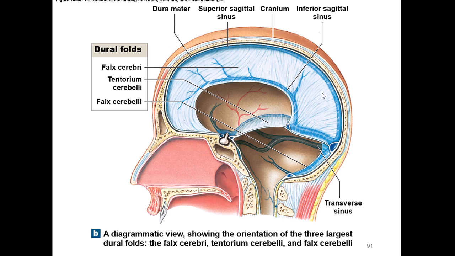If you saw the lesson on the cerebrospinal fluid, we had talked about this large vein up over here. This is called the superior sagittal sinus. This is where cerebrospinal fluid is going to be reabsorbed back into the bloodstream. And so we actually had talked about this in the previous lesson.